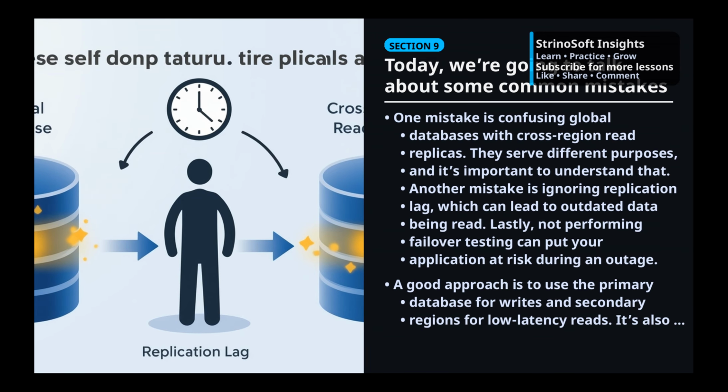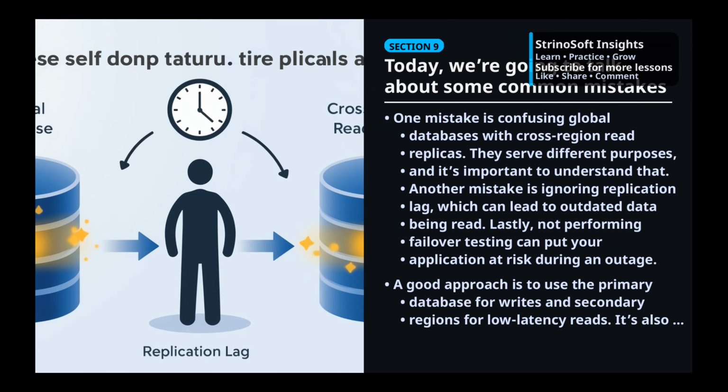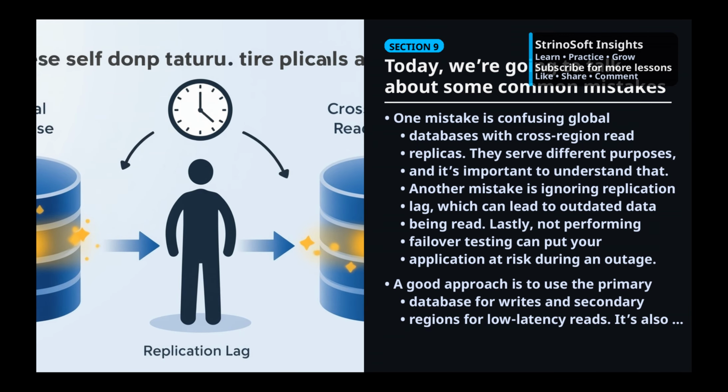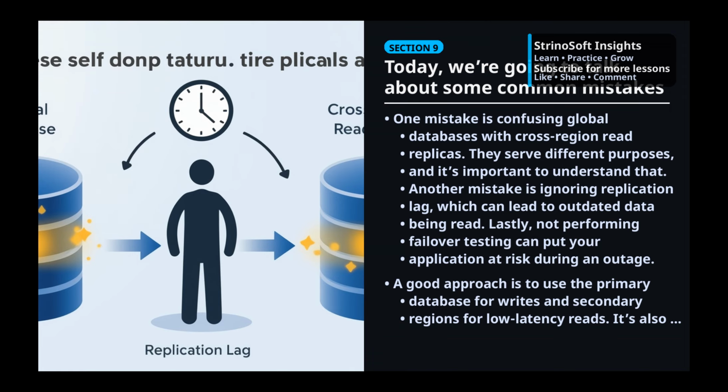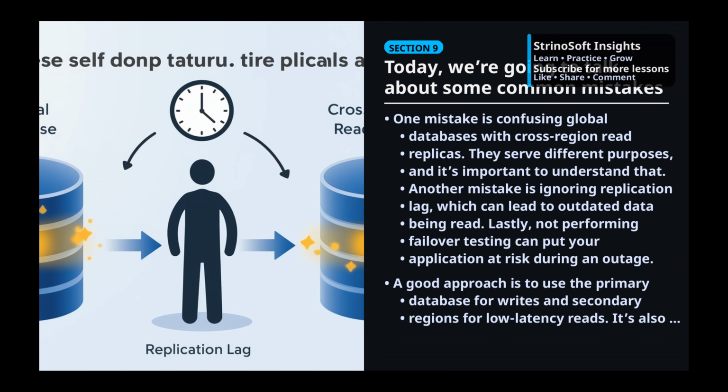A good approach is to use the primary database for writes and secondary regions for low-latency reads. It's also crucial to monitor replication lag to ensure data consistency. For example, think of it like a relay race where each runner needs to pass the baton smoothly. If one runner is slow, it affects the whole team.